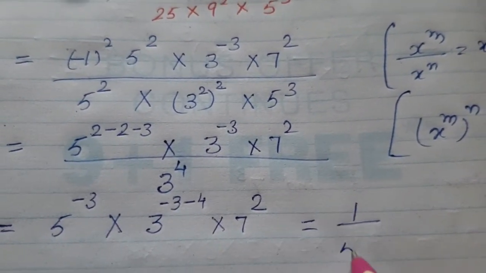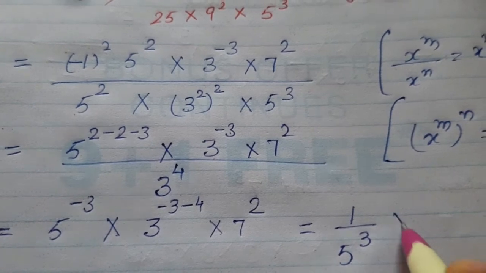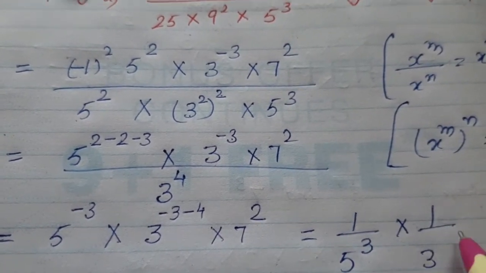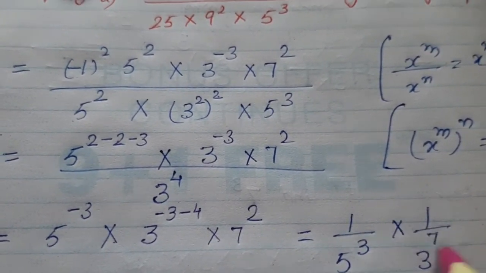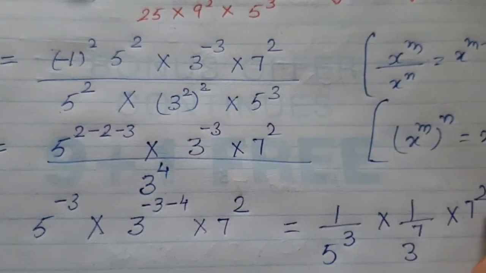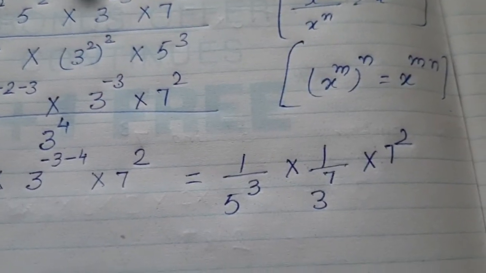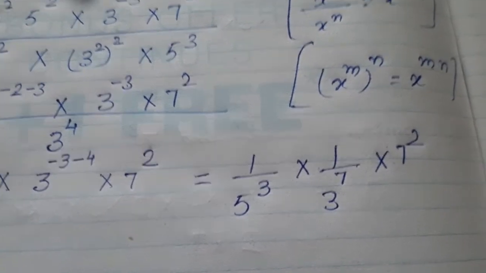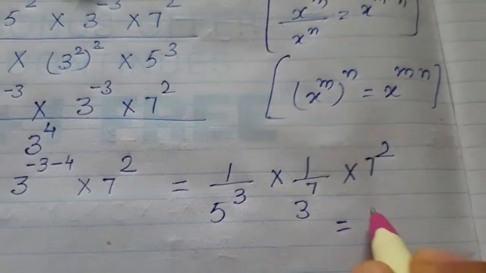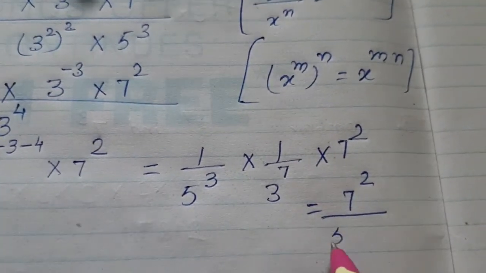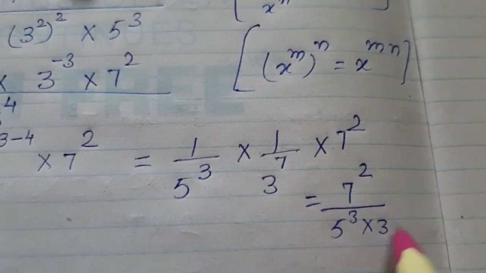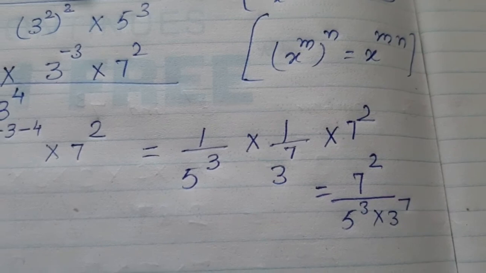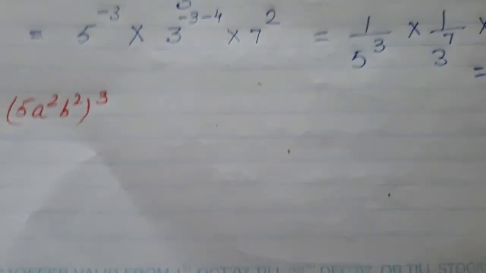Or it can be written as, now we can take positive powers, so it will become 1 by 5 cube multiply 1 by 3 raised to power 4 and 3, it will become 7 into 7 square. So you can leave your answer here also, or you can solve it out. So it will become 7 square divided by 5 cube into 3 raised to power 7. So this way you can solve it out.